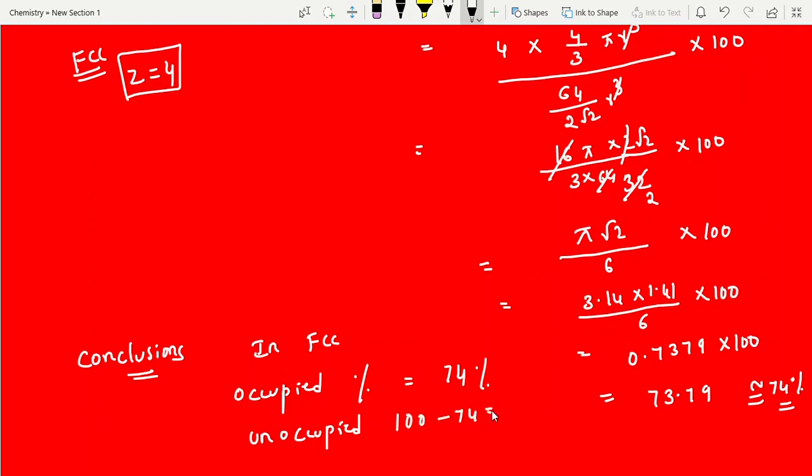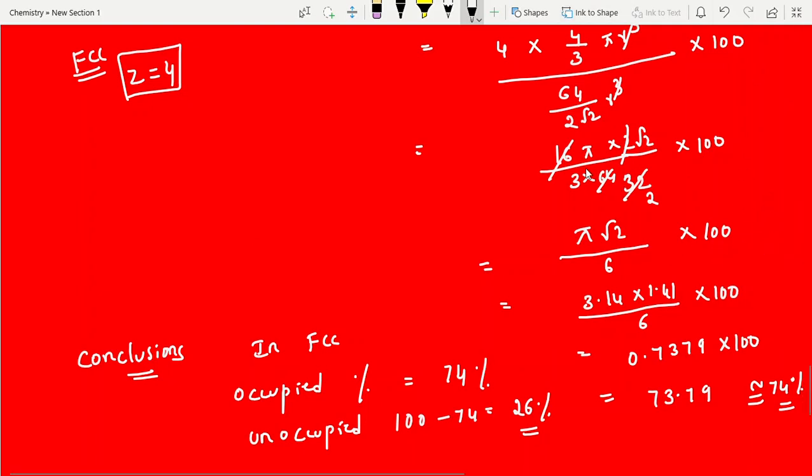Actually, what is our target, students? 100%, no? But out of 100%, how much occupied here? Only 74% occupied. What is the left out here? 26 percentage. Both they will ask in competitive examination. Okay. With this, we have completed FCC. Now, next one, students.